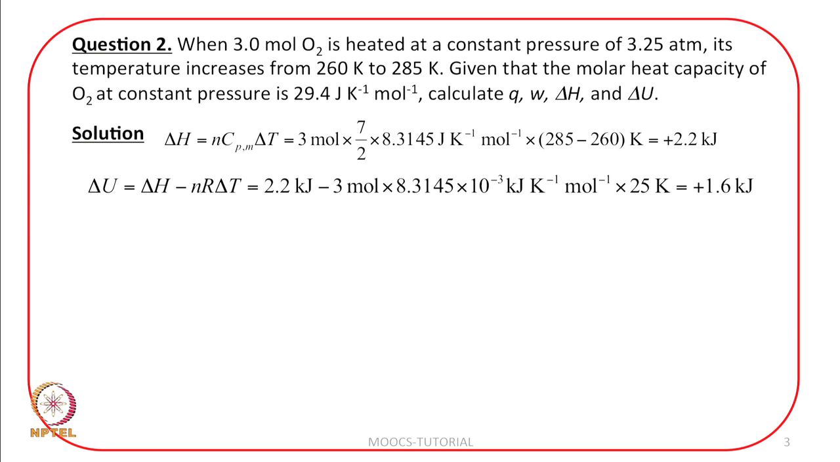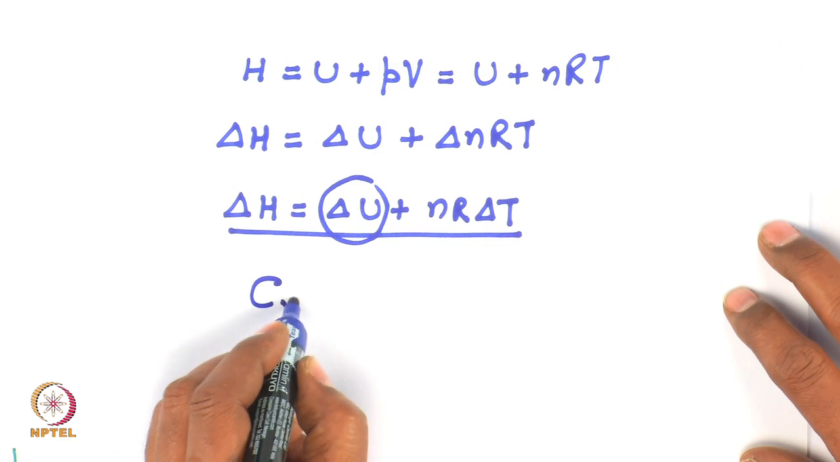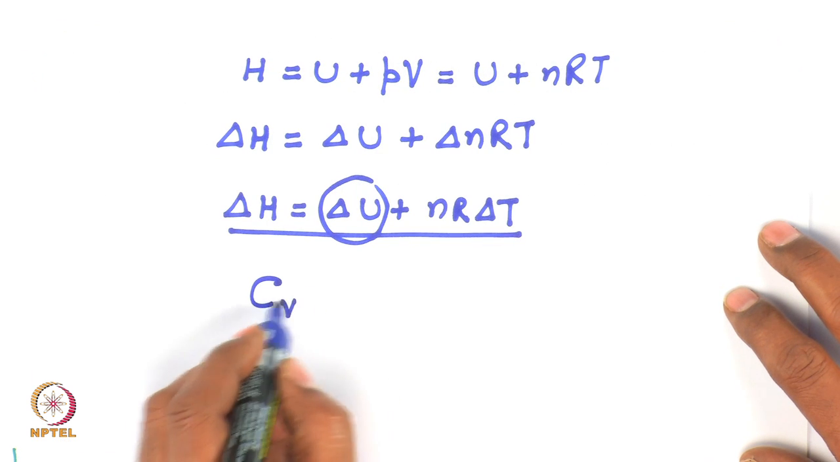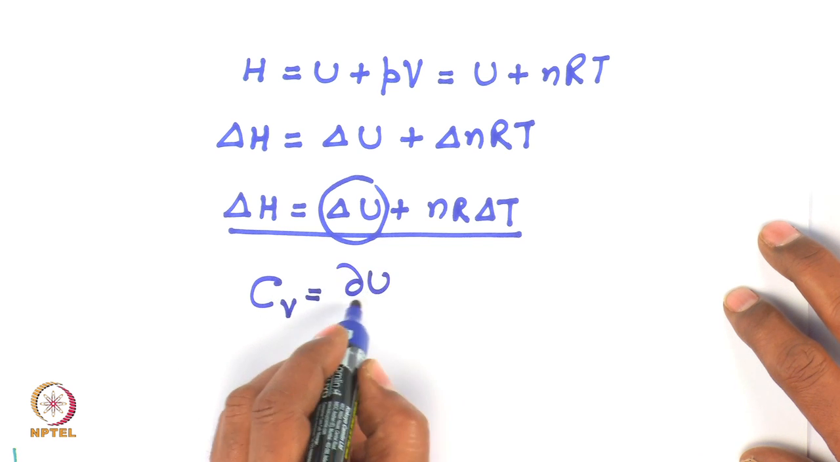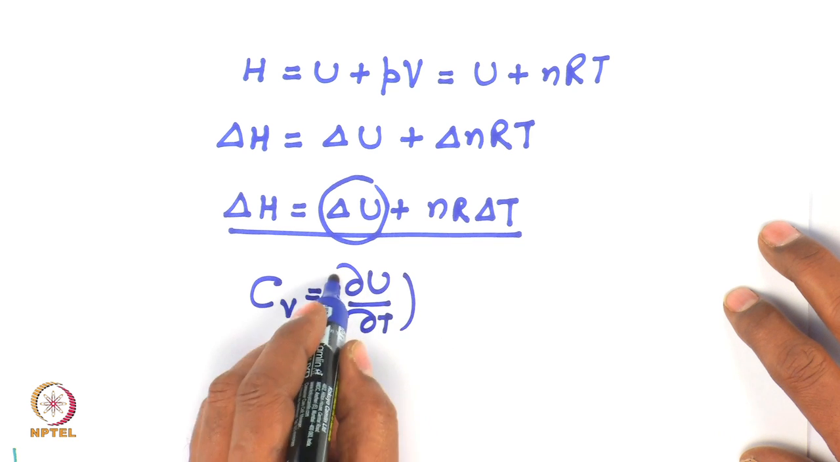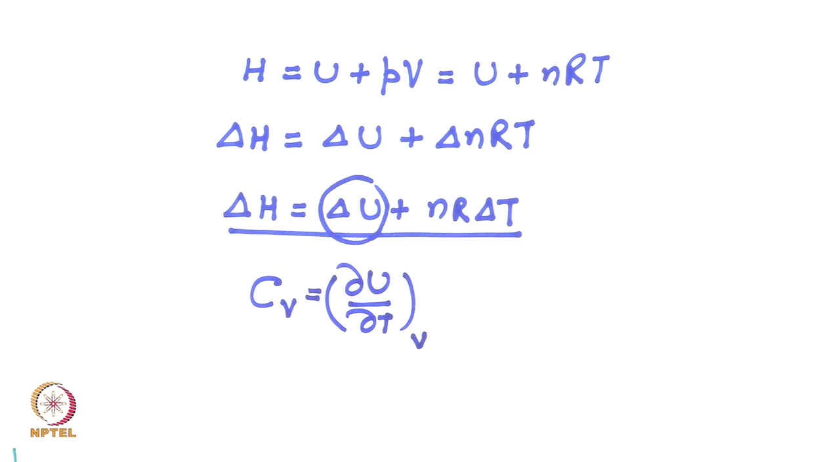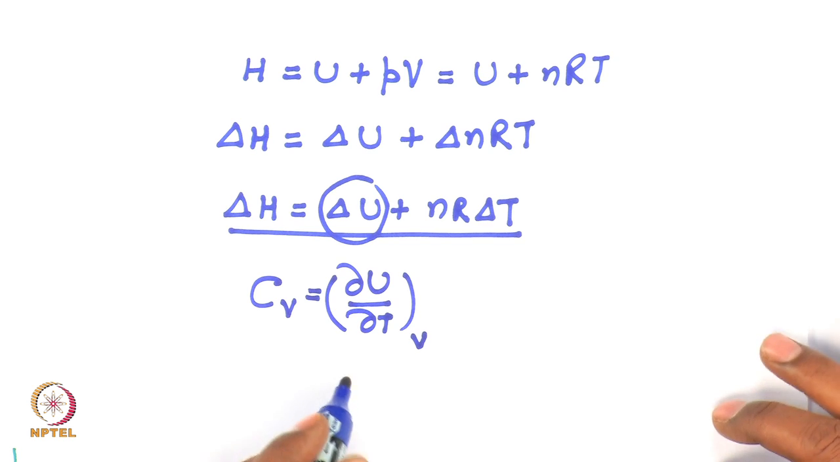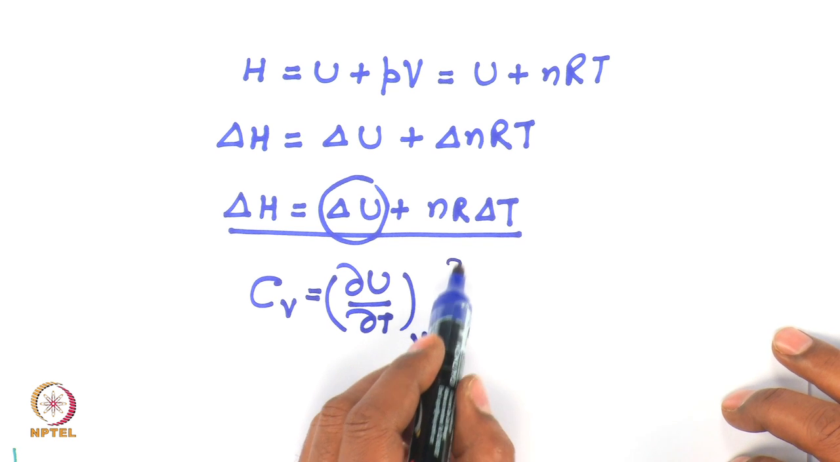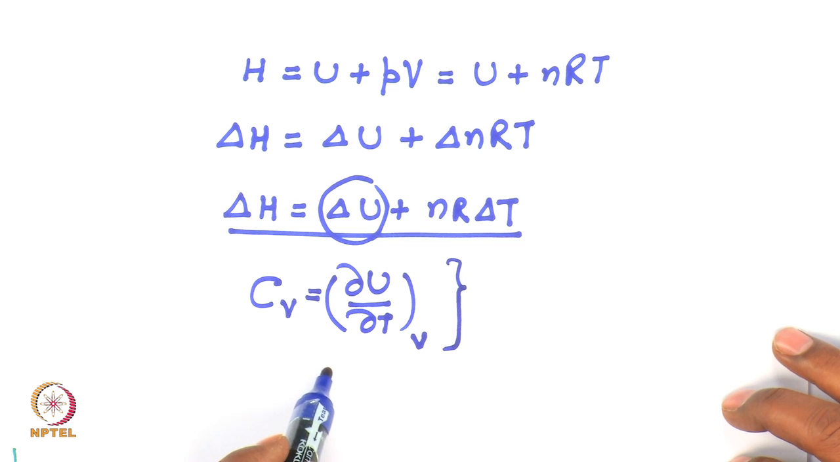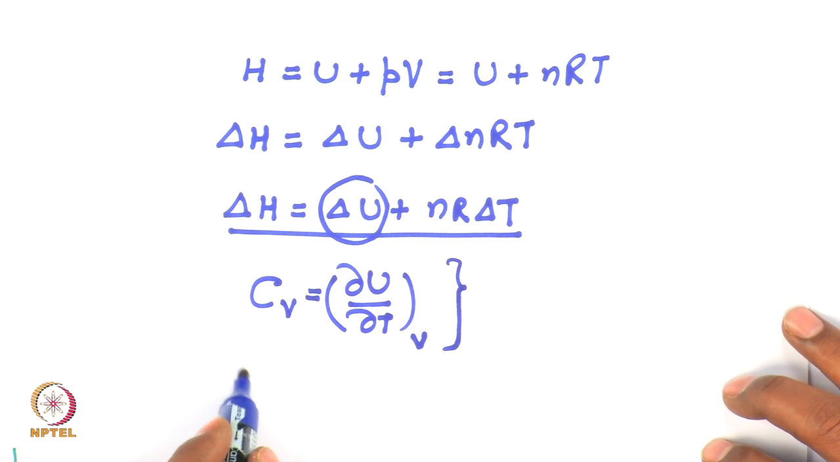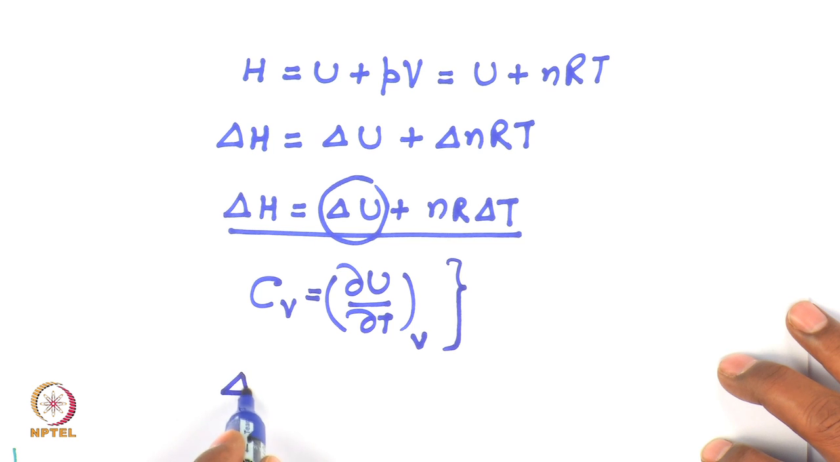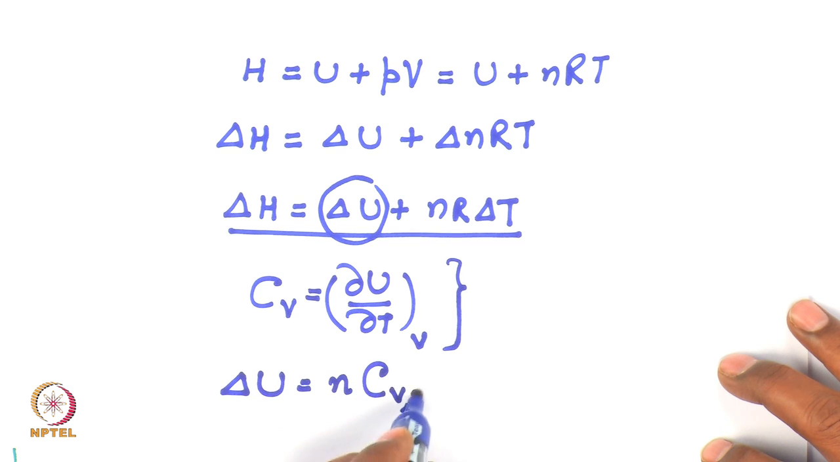I can also get the same number from the definition of Cv, because Cv is equal to dou U by dou T at constant volume. Although here the volume is not constant, as I discussed in the previous lecture, this equation holds true for perfect gases, whether the pressure is held constant or volume is held constant does not matter. So, therefore, delta U from this equation will be equal to N times Cvm into delta T.